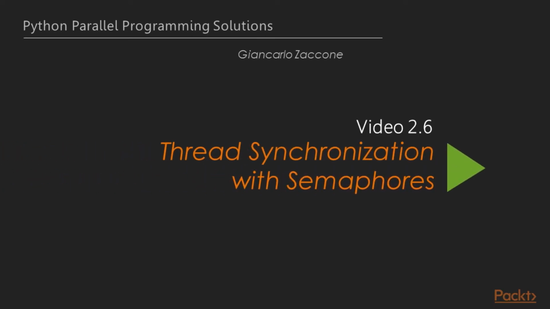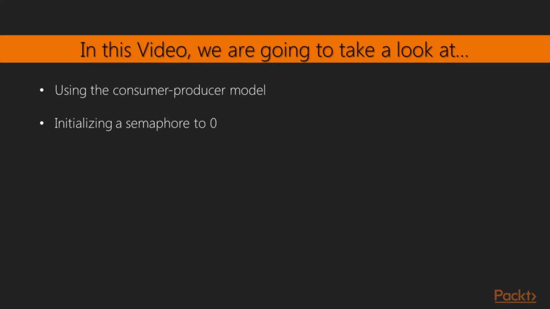In the previous video, we studied thread synchronization with RLock. We moved to the sixth video of this section, thread synchronization with semaphores. In this video, we'll use the producer-consumer model and initiate the semaphore to 0. We'll then carry out the synchronization process via semaphores.